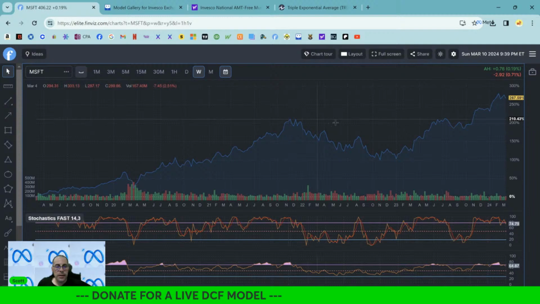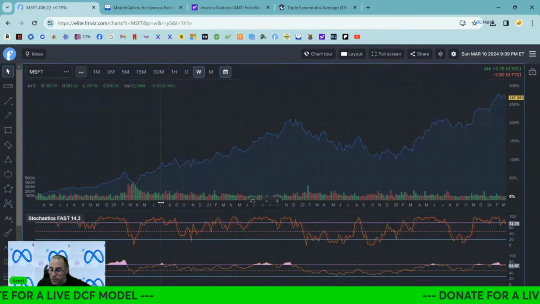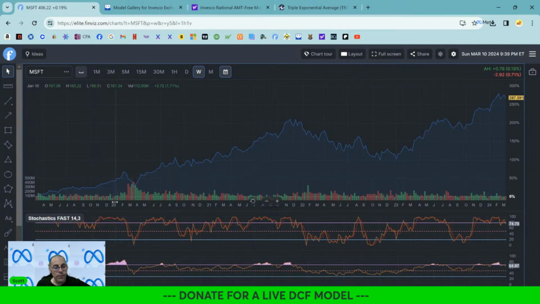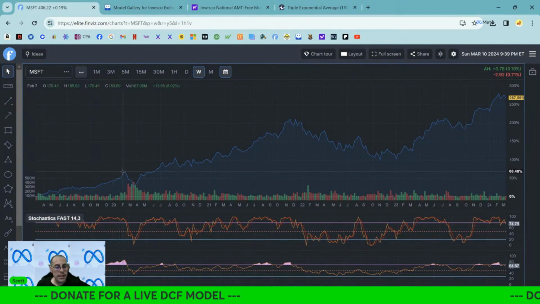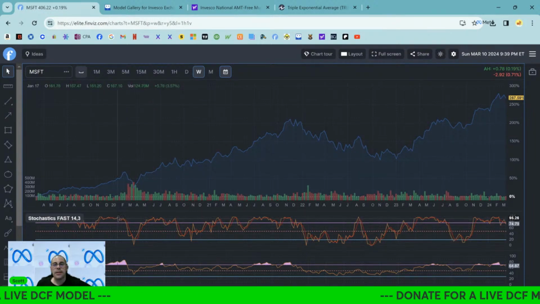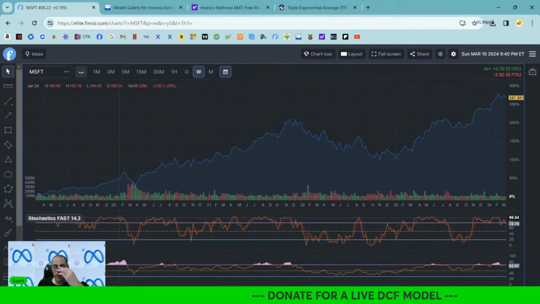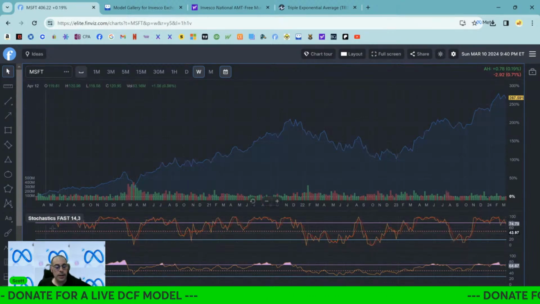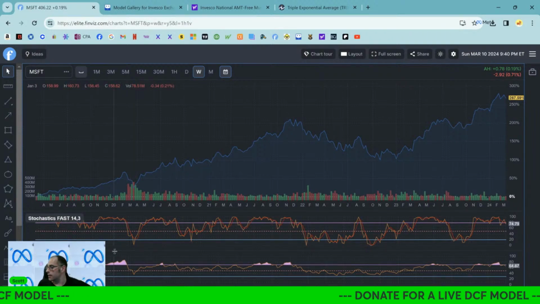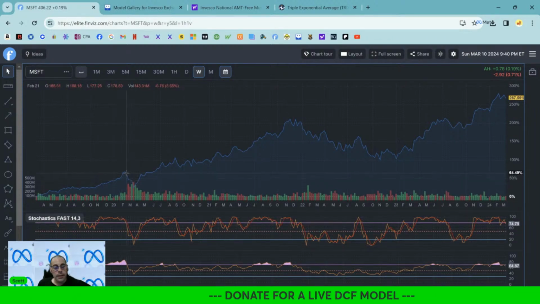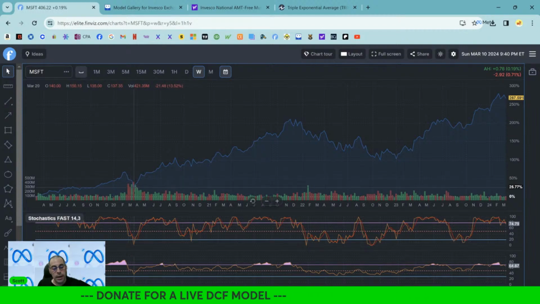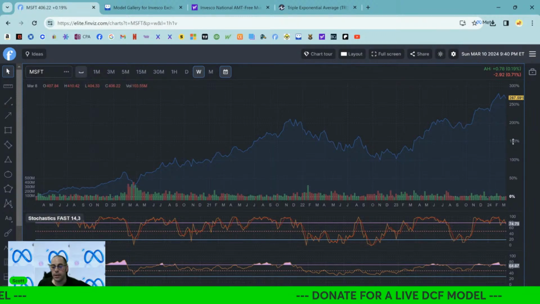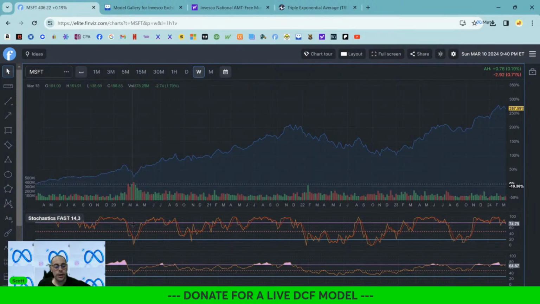Okay. So according to the stochastic fast and the RSI, right before the COVID crash, so I guess in the beginning of 2020, it was a sell. Because with these indicators, if both are above 70 or 80, then it's a sell. Definitely not a buy. So it looks like it became a buy because the stock crashed, like every stock crashed in March 2020. So it became a buy.